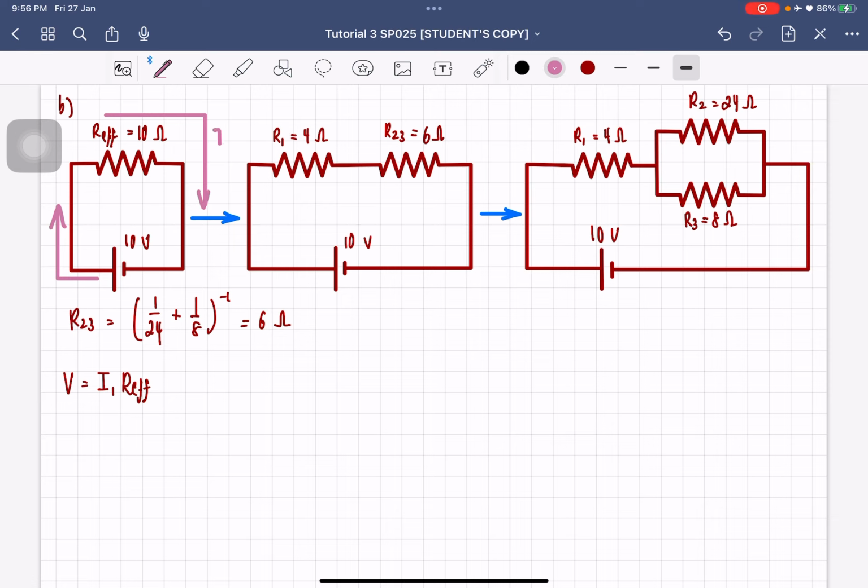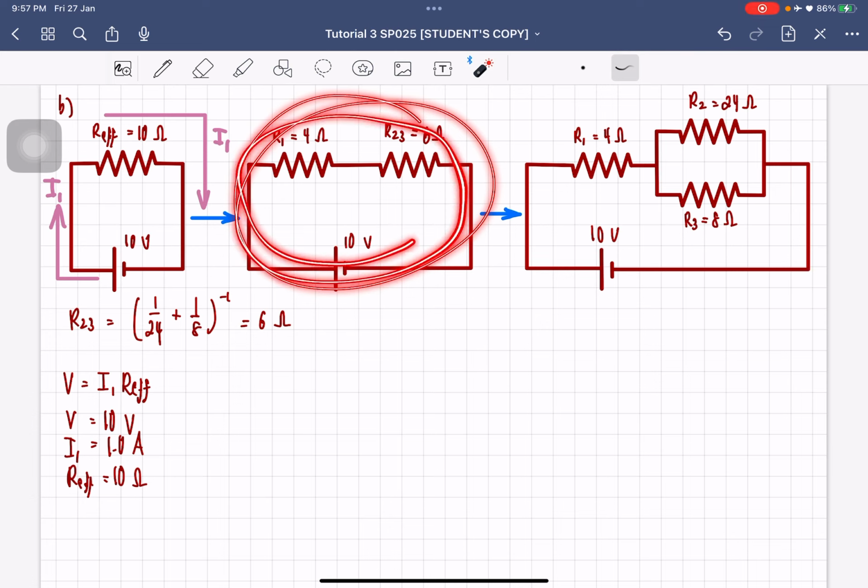Okay, so this is I1, this is I1. So what we know from this circuit is that the voltage is equal to I1 times the effective resistance. So from here, what do we know? We know that V is equal to 10 volt, I is equal to 1 ampere just now, and R is equal to 10 ohm. Okay, so now let's look at this second circuit here.